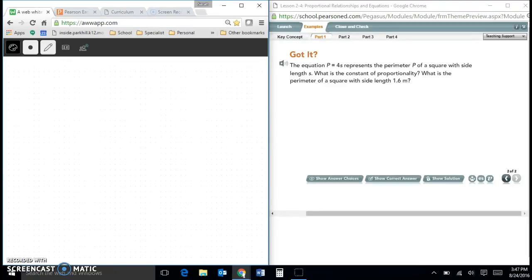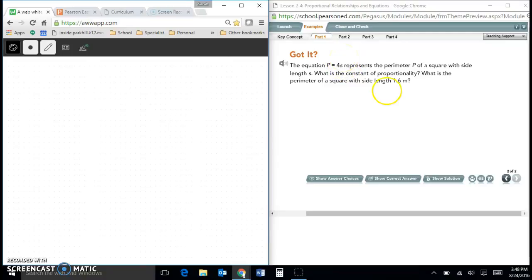All right, so you're got it. It says the equation P equals 4S represents the perimeter P of a square with a side length S. What is the constant of proportionality? Well, you would answer it as 4 because that's next to the S, or think about it as your x before. So your constant of proportionality is 4.